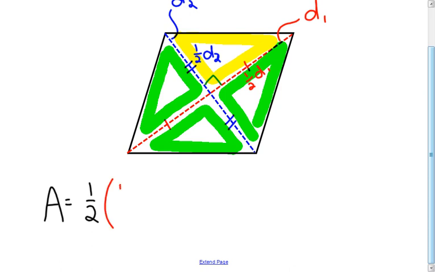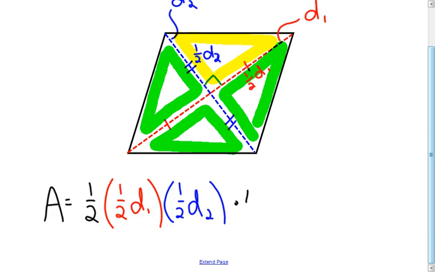So here's base, and the height. So here's my base, 1/2 diagonal 1, times the height of my triangle, which is going to be 1/2 of diagonal 2. And there you go. There's the area of my triangle. Now remember, there's 4 triangles in that rhombus, so if I take this and multiply it by 4, I'm going to have the area of my rhombus.